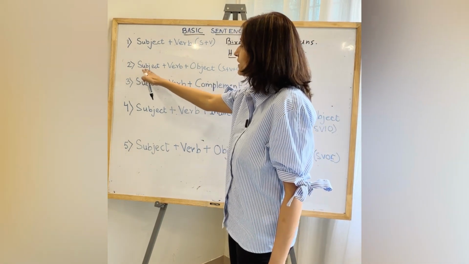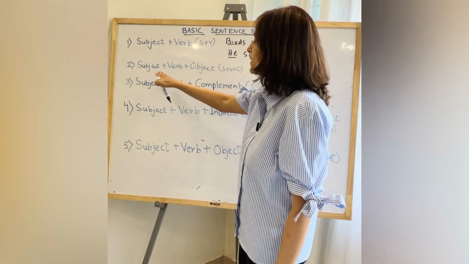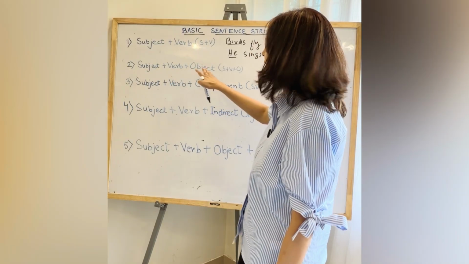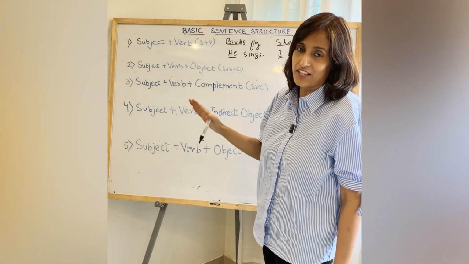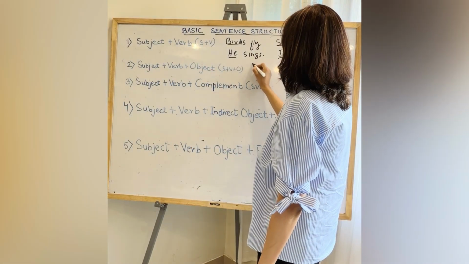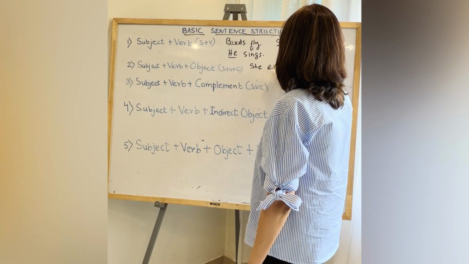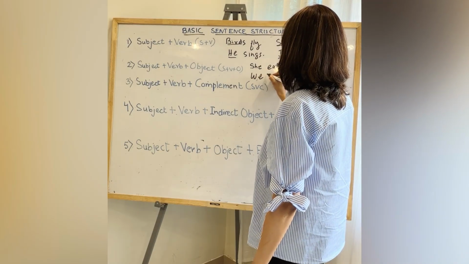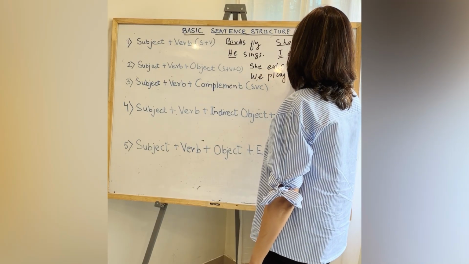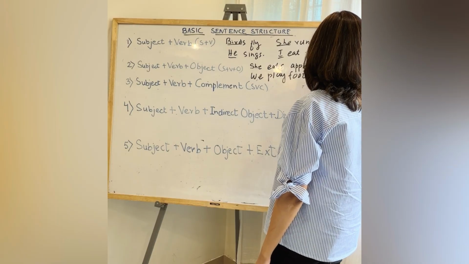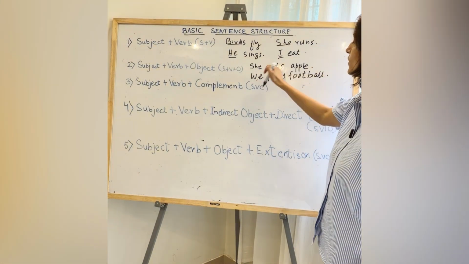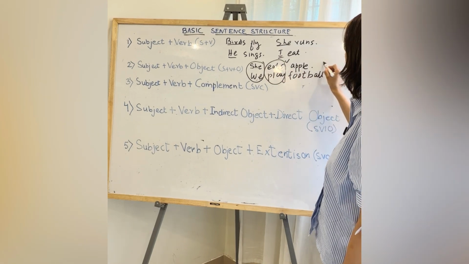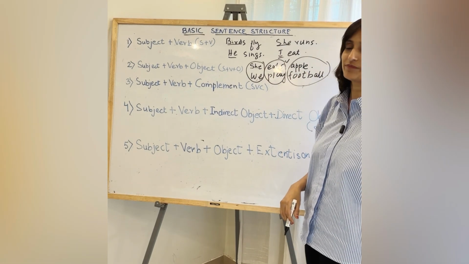The second category is subject, verb and object. Subject is the doer of the action, verb is the action being performed and object is the recipient of the action. She eats apple, we play football. Here, she and we are subject, eat and play are verb, and objects are here apple and football.